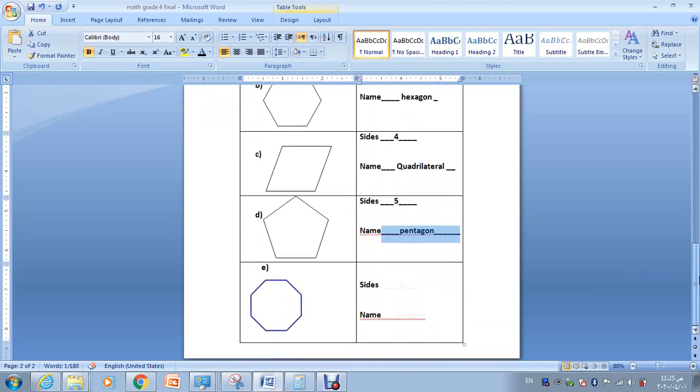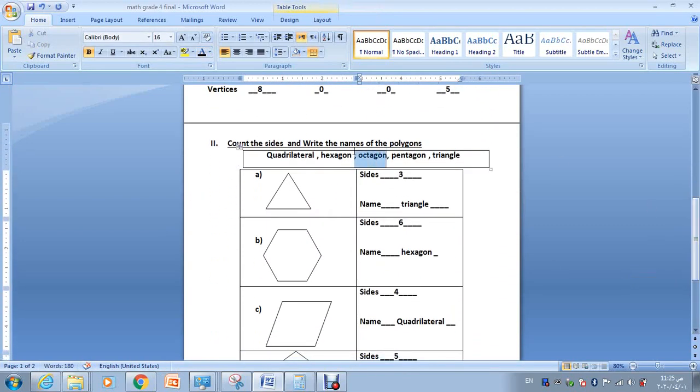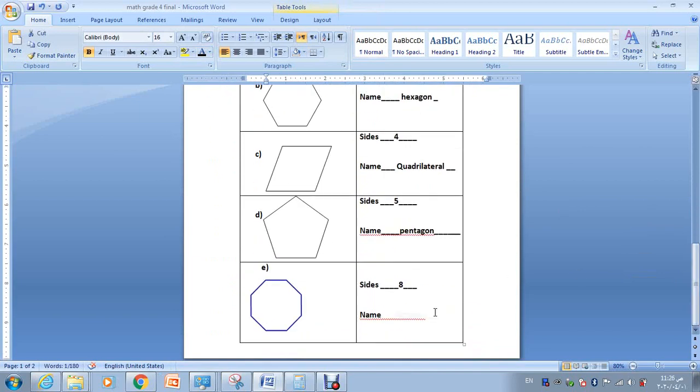The last one here, let's count it. 1, 2, 3, 4, 5, 6, 7, 8. So it has 8 sides. And if it has 8 sides, the last word here in the box is octagon. So it will be octagon. Okay?